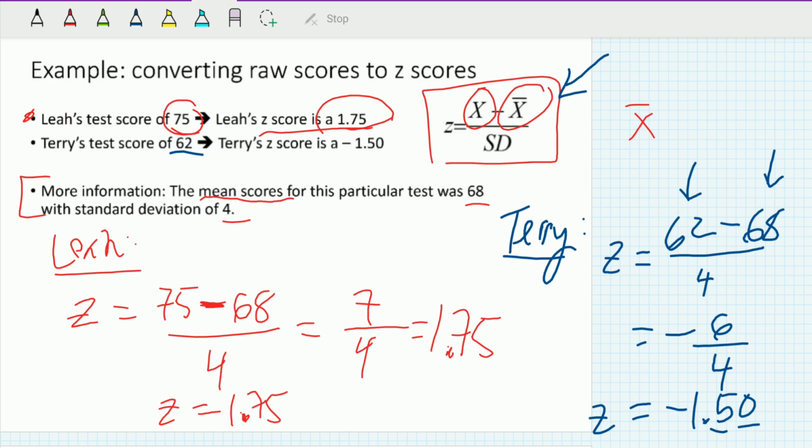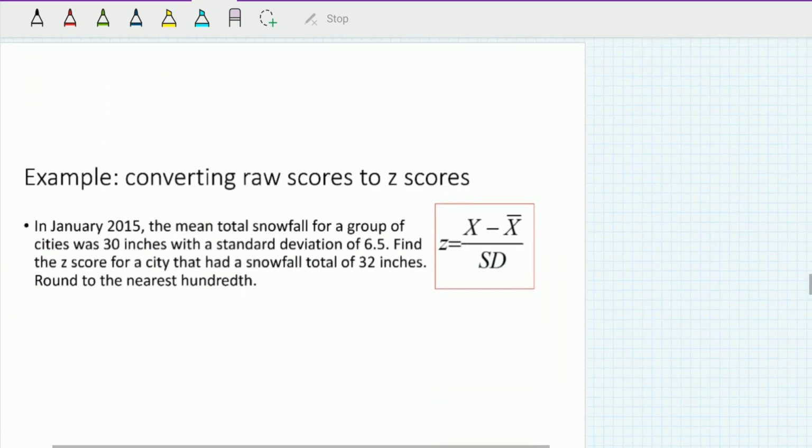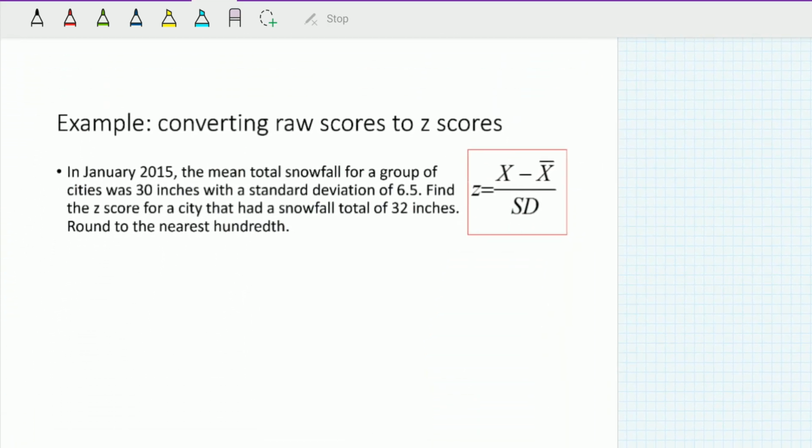A couple more examples, and then you'll be good with this. So pause the video, see if you can do this one by yourself. It's not that bad. Go ahead.